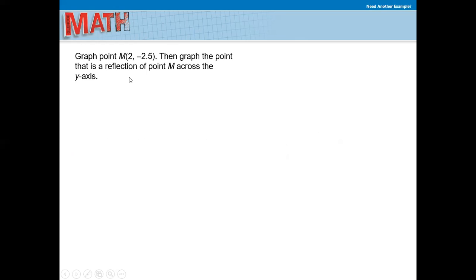Try this one. Graph point M at 2, -2 and 5/10. Then graph the point that is the reflection of point M across the y-axis. We know that when we reflect across the y-axis, the y-coordinate will stay the same, and you will find the opposite of the x-coordinate. Show your work in your notebook. Press play when you're ready to go on.